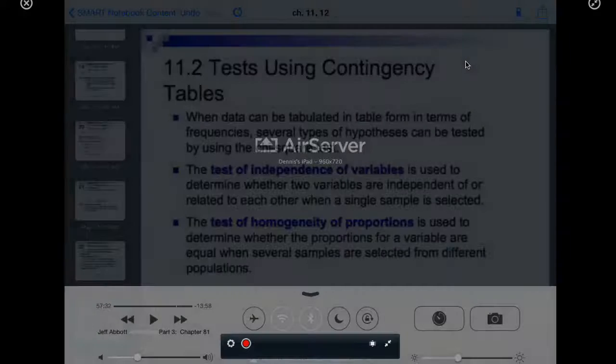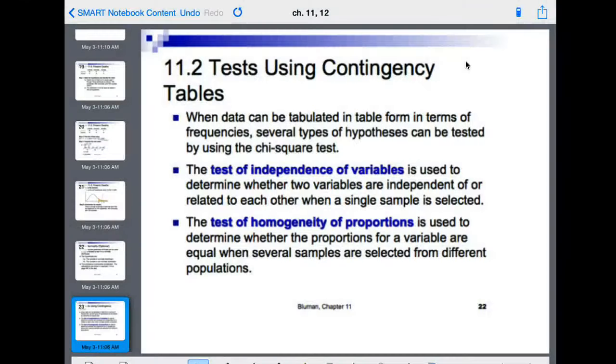This section of the table, we are going to focus on doing tests using contingency tables. This says 11.2, but it's really 11.3 in the book. So, first of all, let me change that up here. Change it to 3.